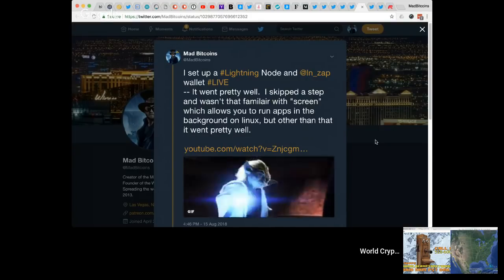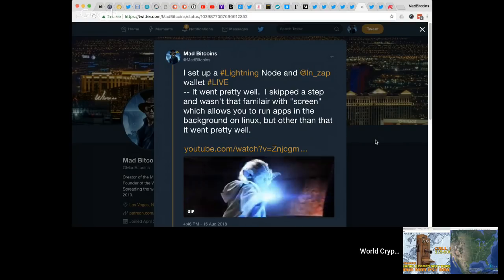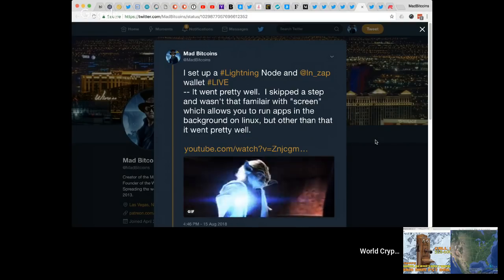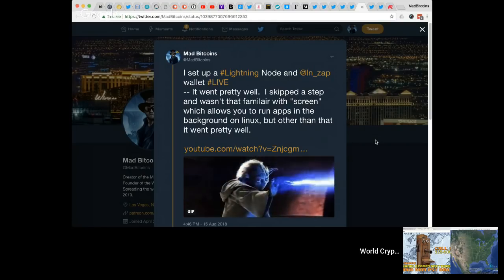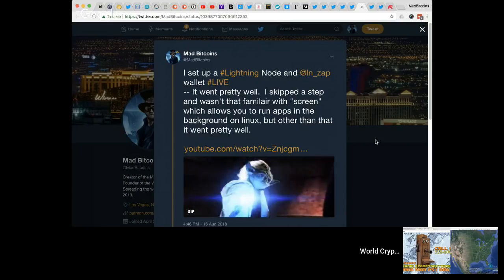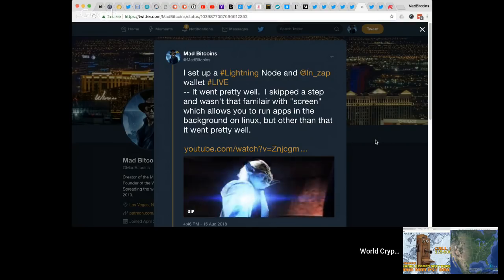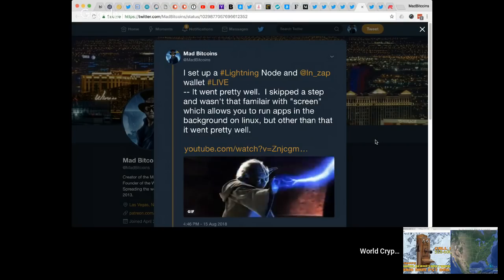Yesterday, like I said, I set up a Lightning wallet, a Lightning node, and a Zap wallet live. It went pretty well. I obviously skipped a step, and I wasn't familiar with the word of spelling or using the app screen, which allows you to run apps in the background on Linux. So, certainly I screwed that up, and thanks to the chat, I was able to get it to work. And later today, I have some testnet Bitcoins, and I have my Zap Lightning wallet, and I don't know what to do now. So maybe you guys can help me out with that later in the show.